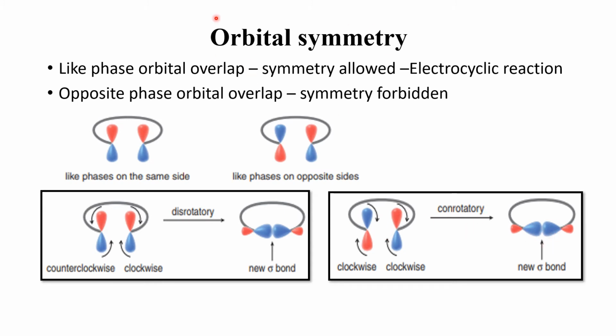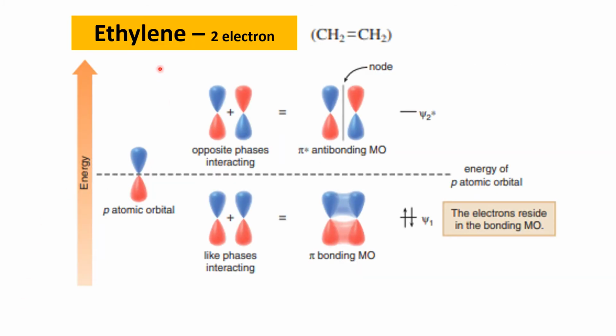That's why orbital symmetry is very important in the case of disrotation and conrotation. If you see ethylene, only one double bond is there. The energy levels go like this. So how many carbon atoms are there? That many levels will be there. So 2 carbon atoms, 2 levels are there.